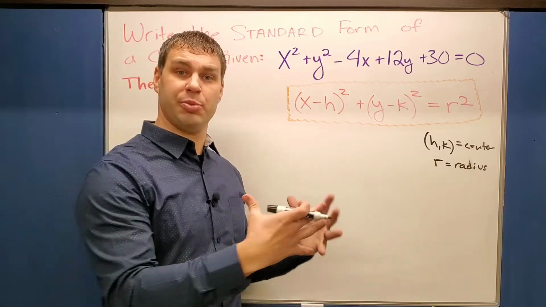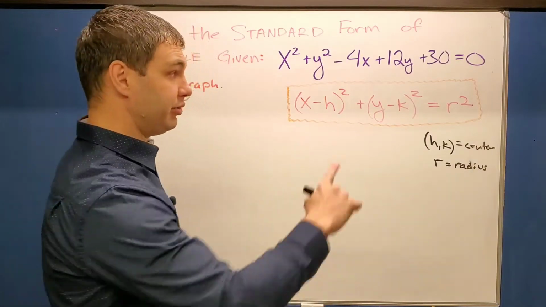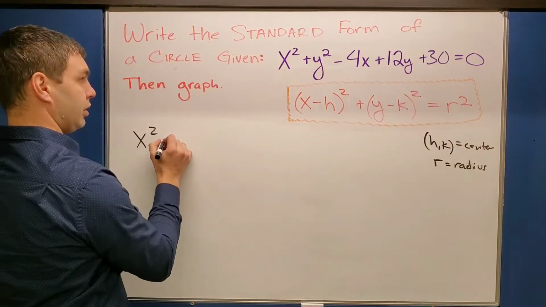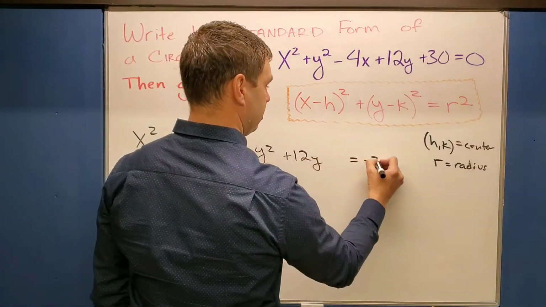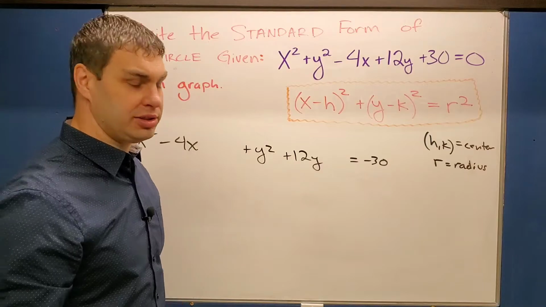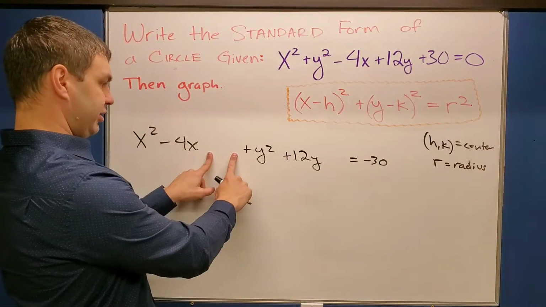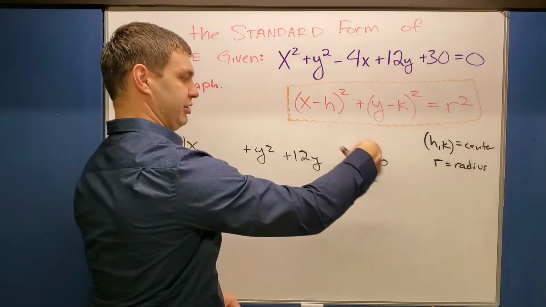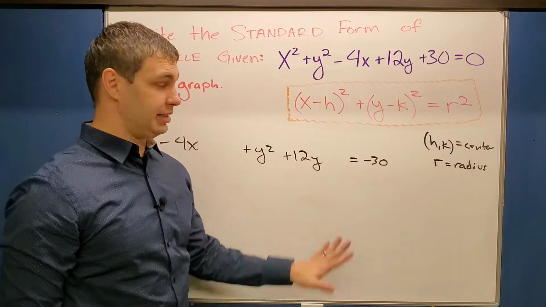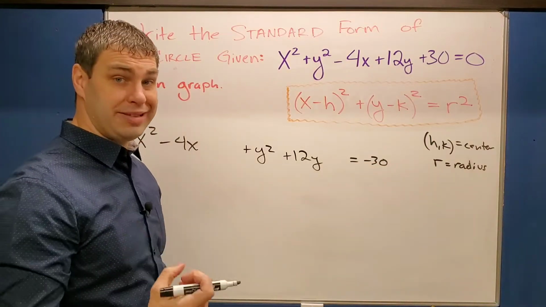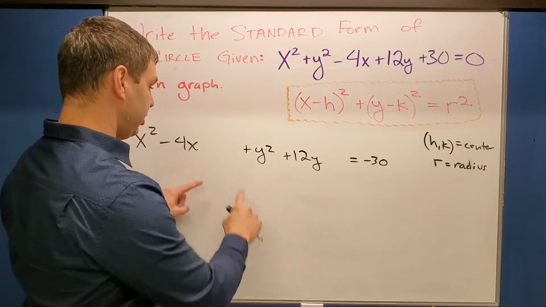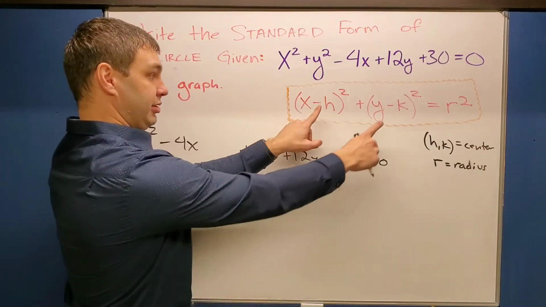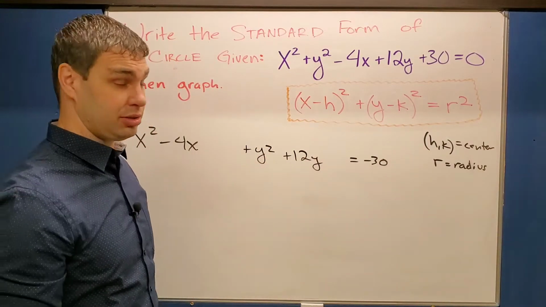All right, but right now I'm going to group my x's and group my y's together and move that 30 to the other side. So I did that, and you'll also notice I left little spaces after both the x terms and both the y terms, and then of course I subtracted 30 to the other side to get a negative 30 over there. We have to complete the square for both our x's and our y's, so we can write these as binomials squared.